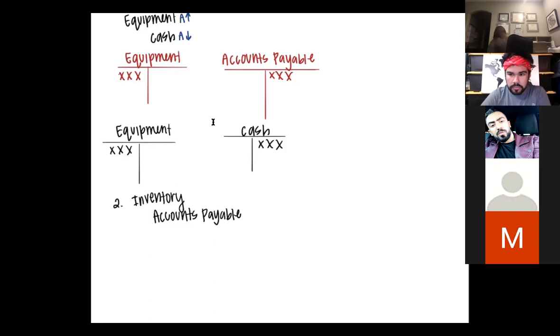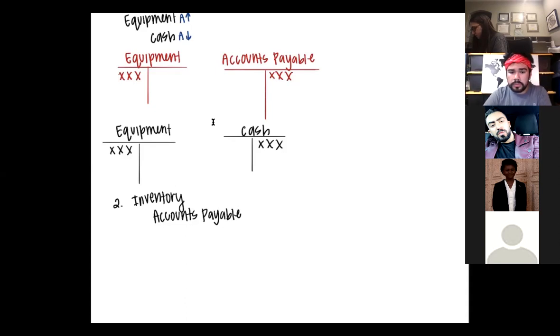Yes. Yeah, sorry, I'm wrong. Please excuse me. So it is just using the periodic system. So we're just going to debit purchases and credit accounts payable.